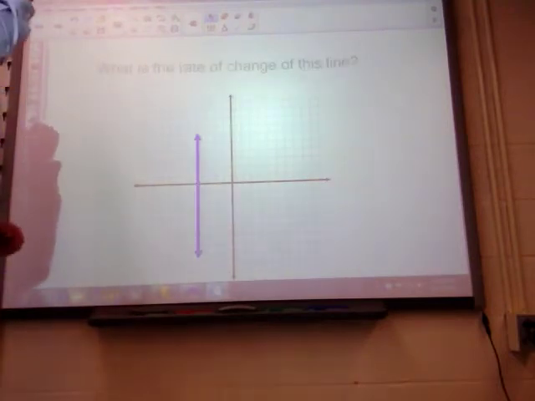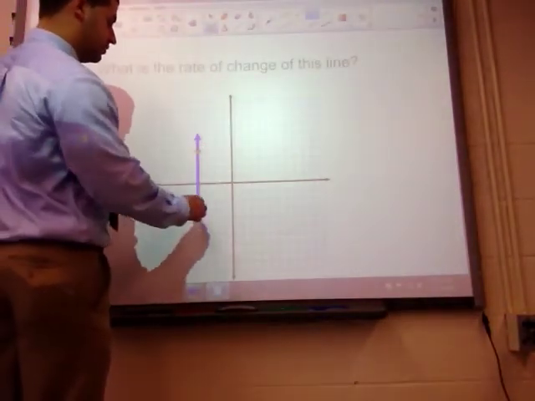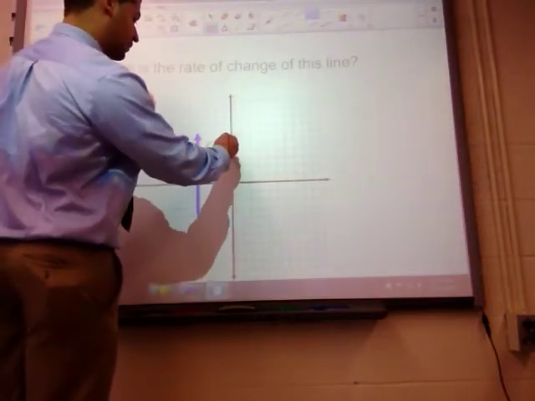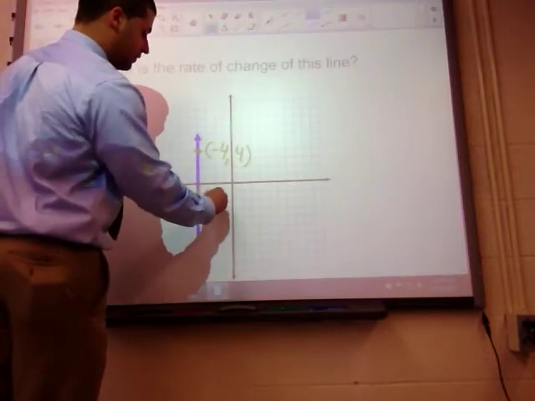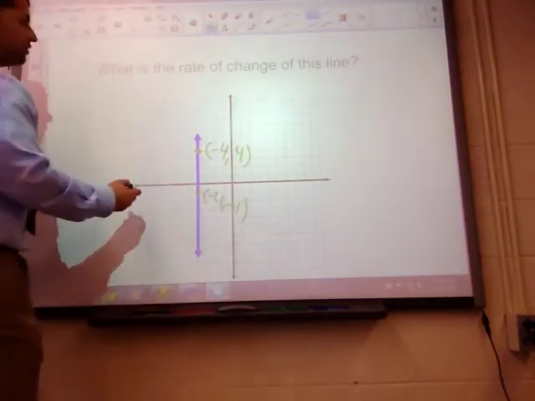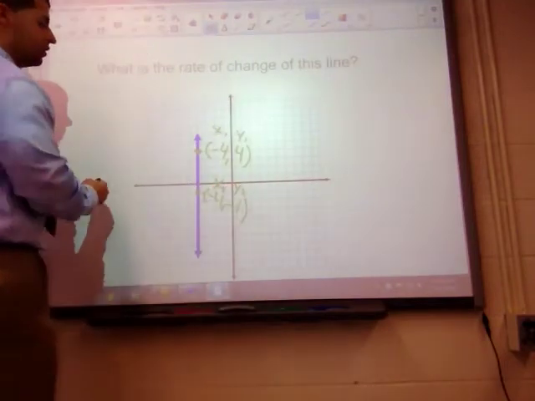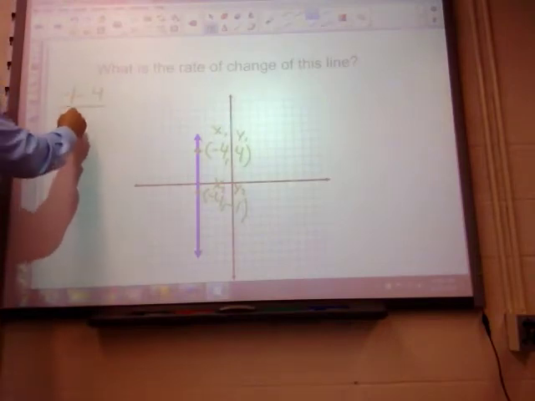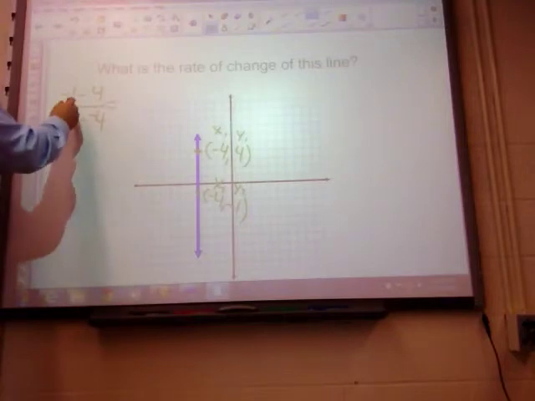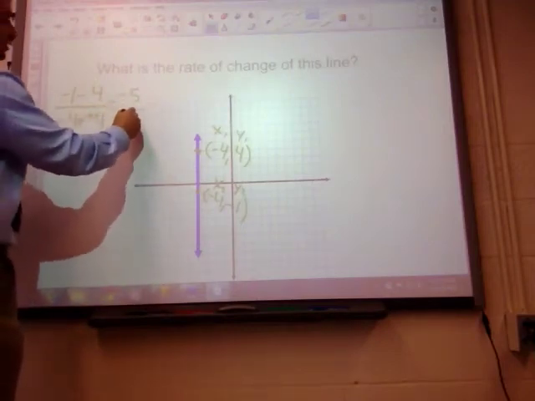So what's the rate of change of this line? It's a vertical line. Let's pick a couple points off. So we've got point negative 4, 4, and negative 4, negative 1. So x1, y1, x2, y2. Negative 1 minus 4 over negative 4 minus negative 4. Negative 1 minus 4 is negative 5. Make this a plus, the two minuses next to each other. So that's negative 5 over 0.